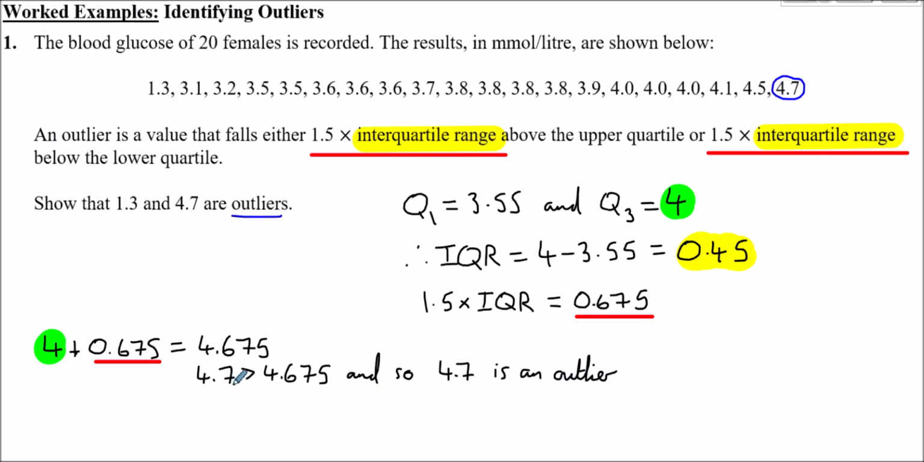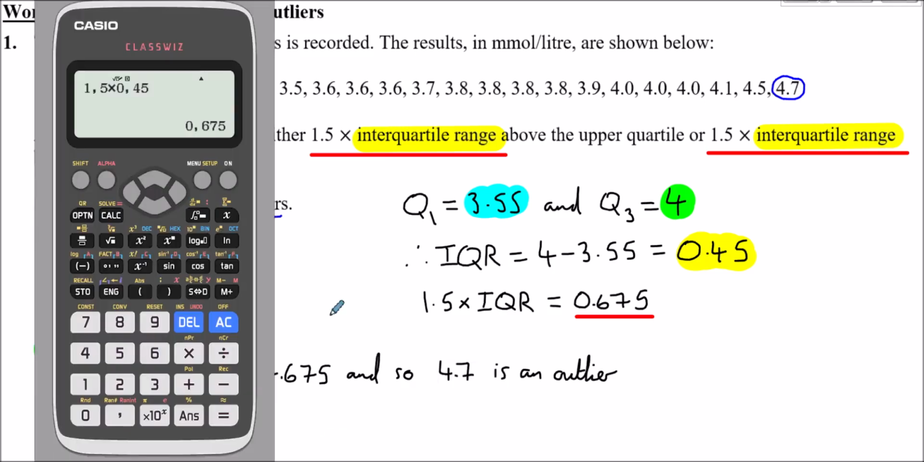And we do the same idea with this 0.675 value. We subtract that from the lower quartile. The lower quartile we had was 3.55. So now we do 3.55 minus 0.675. And again, we see what that gives us. 3.55 minus 0.675 gives us 2.875.